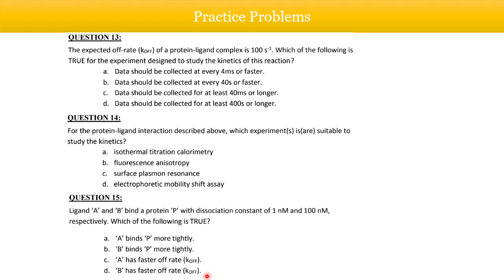Yes, A is definitely correct, but if you want to collect the data, you should do it for 400 seconds or longer to see if all the molecules have dissociated. So if 100 second inverse is the dissociation rate or the k off rate, then you have to collect for 400 seconds or longer. For protein ligand interactions described above, which experiment is or are suitable to study the kinetics? So for the above mentioned experiment, which of the experiments is suitable for calculating the kinetics? Which experiment will give you the kinetics of this particular reaction?